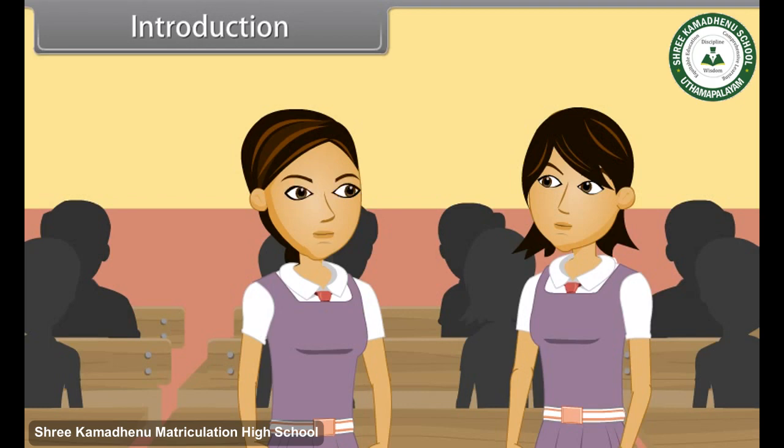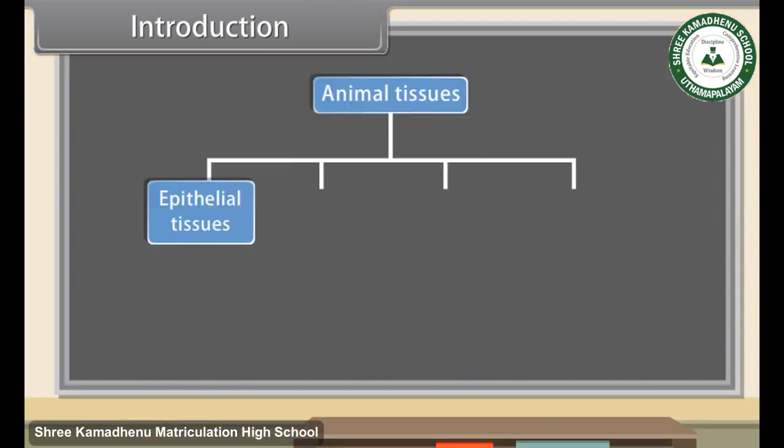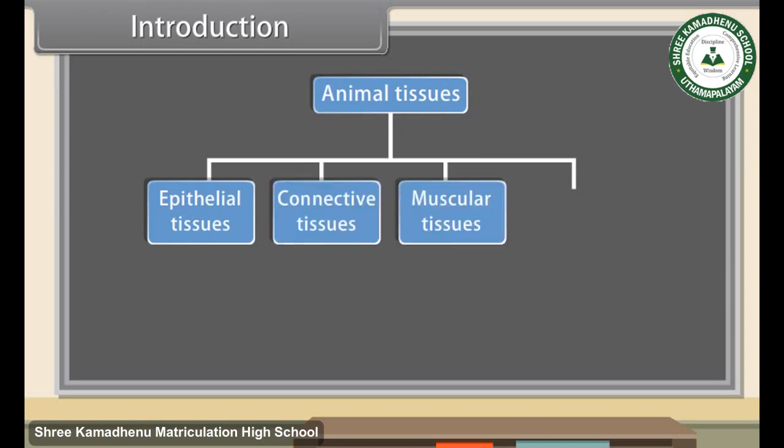On the basis of their functions, animal tissues are of four types: epithelial, connective, muscular, and nervous.